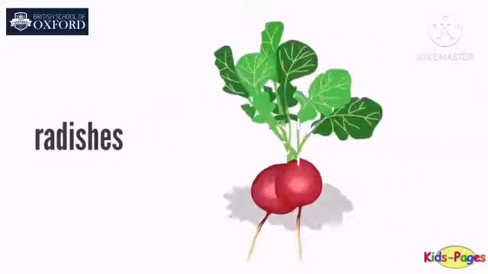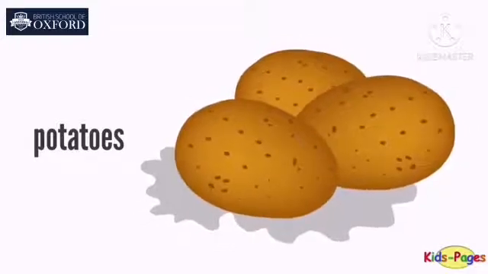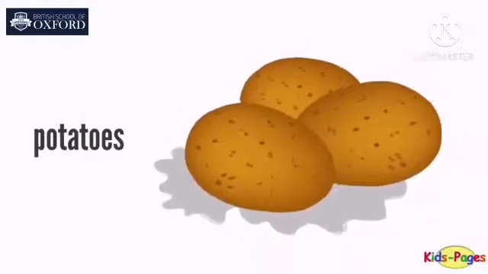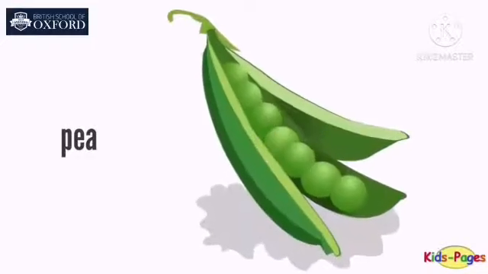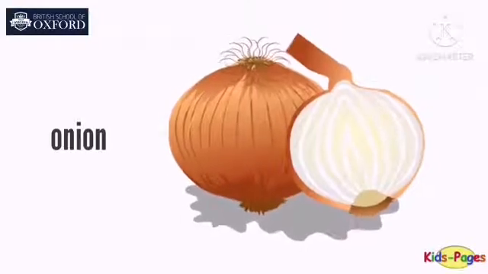Here is one more vegetable for you. Radish. Potatoes. This is potatoes. Potatoes color is brown. And next is peas. Which is this one? Pea. And its color is green. Next is onion. Here is onion.